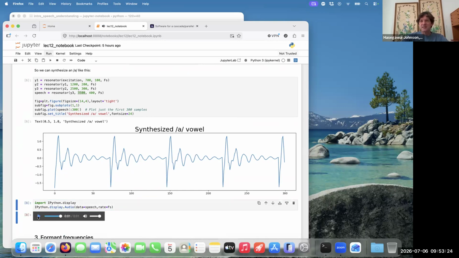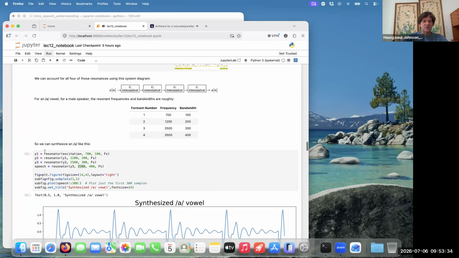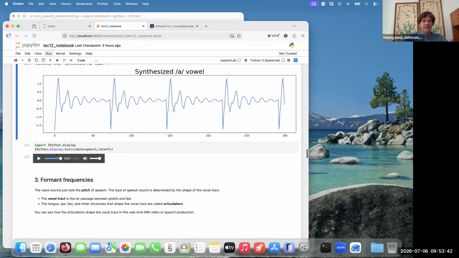And now we have something that sounds robotic, but it sounds clearly like an ah vowel. Now we've created speech. That's all it takes to create speech. We have a resonator with the first formant, the second formant, the third formant, and the fourth formant. And after we add together all of those formants, we get something that sounds like a vowel.